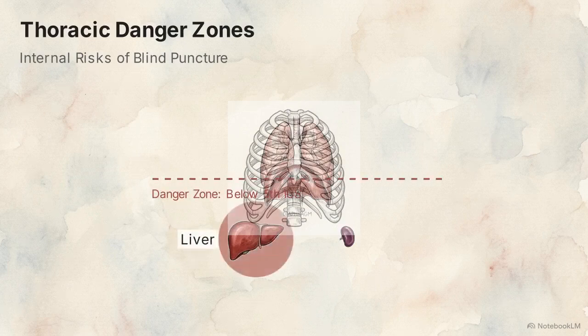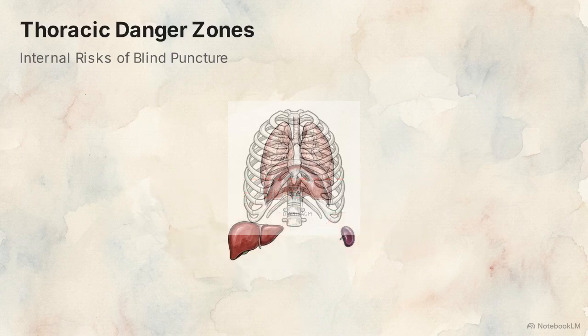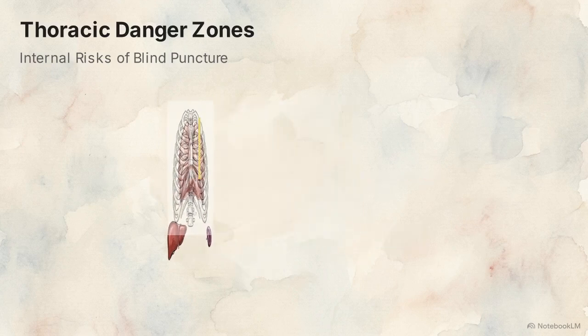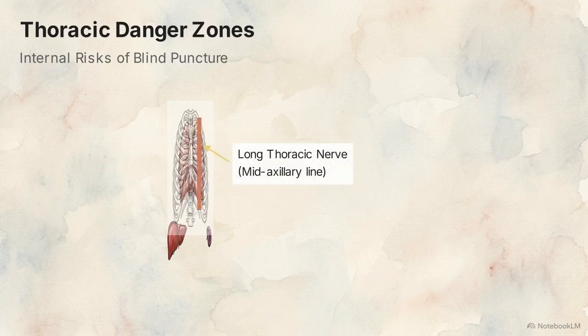If you enter the chest cavity too low, you risk directly lacerating the liver on the right side or rupturing the spleen on the left. Placing the tube too far posteriorly risks severing the long thoracic nerve, running straight down the lateral chest wall.